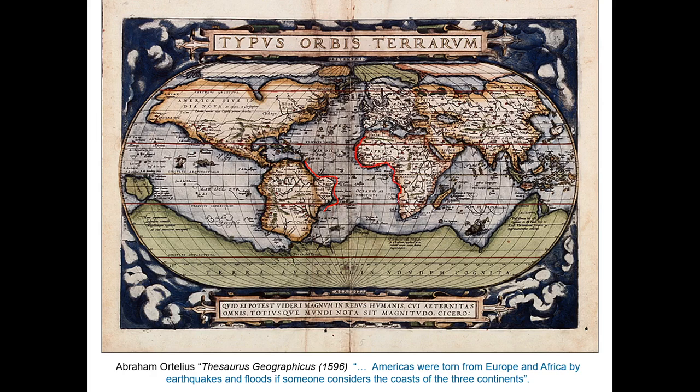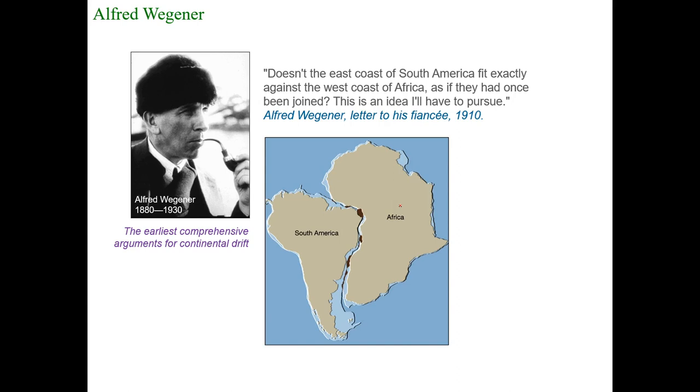Almost everybody has noticed that. They really fit together like a jigsaw puzzle. So this man, Abraham Ortelius, wrote in 1596, America seems to be as if it were torn from Europe and Africa by earthquakes and floods, if you take a look at the coasts of all those continents. But nobody really proposed this in a serious way until this gentleman came along, Alfred Wegener.